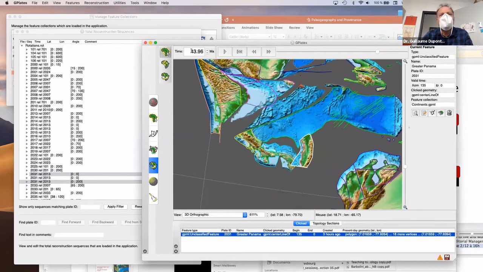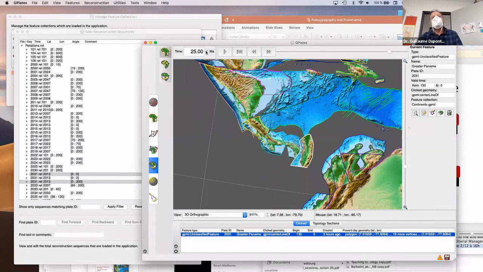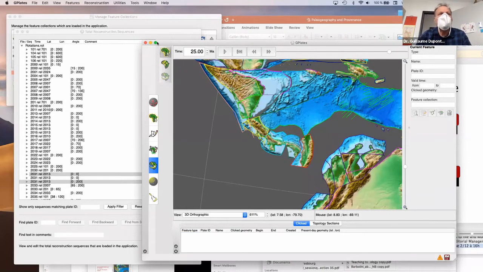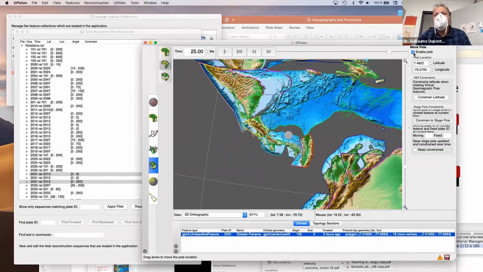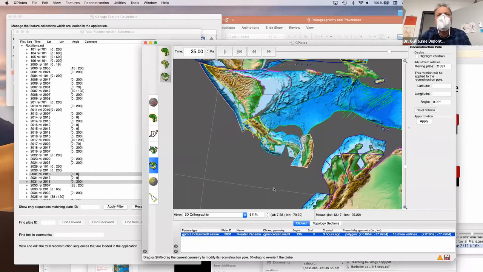Okay, but it looks very bad. And so I will position it at 25 like the other ones. Okay. And so what is the rotation of this one between 25 and 0? 20 clockwise. Okay, so first deal with the rotation. So select the block, enable pole, put the pole, let's say here, and I will rotate it 25 clockwise. So 20 clockwise, right? 20. Okay.